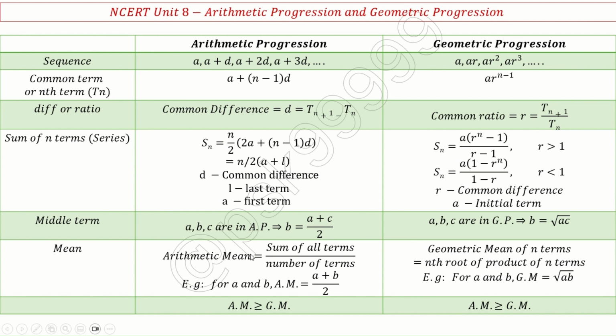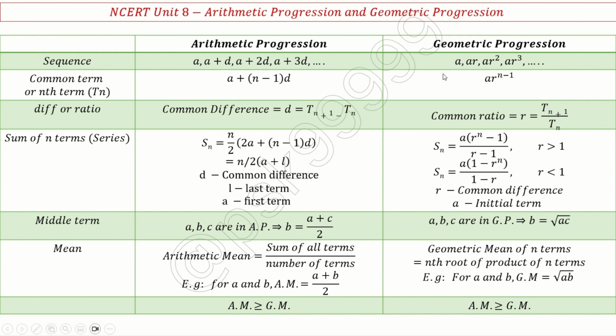Then the arithmetic mean of any numbers you are given. If you are given n numbers, then the sum of all the numbers divided by n is the arithmetic mean. For a and b, if you take two numbers, then the arithmetic mean is (a plus b) by 2. If a, b, c, then (a plus b plus c) by 3, like that. I'll come to this one later.